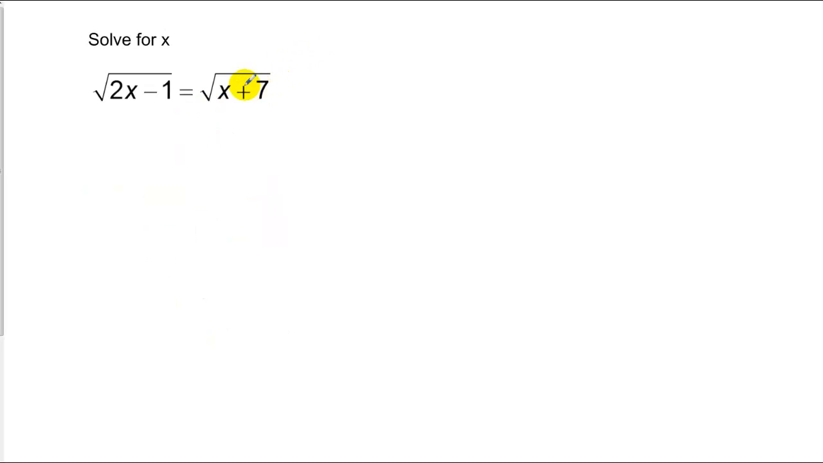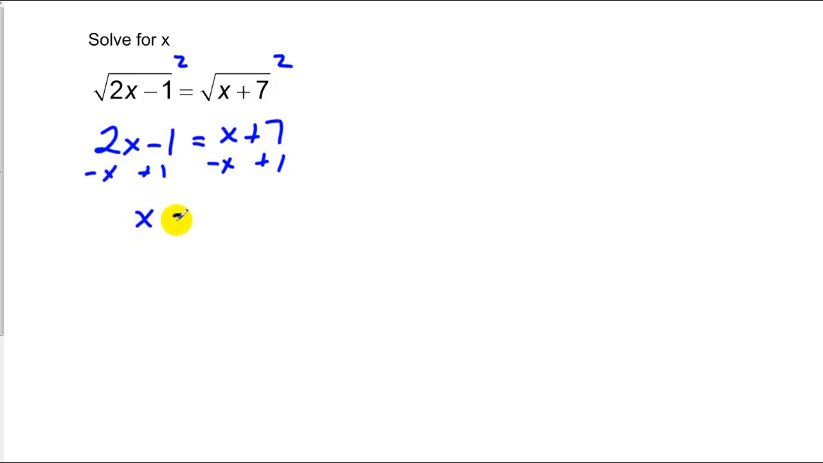Next, you'll notice I have square roots on both sides. So in theory, the square root is isolated. If I square both sides, notice both of these will pop out. So I have 2x minus 1 is equal to x plus 7. Subtract x from both sides, add 1 to both sides. I end up with x equaling 8.